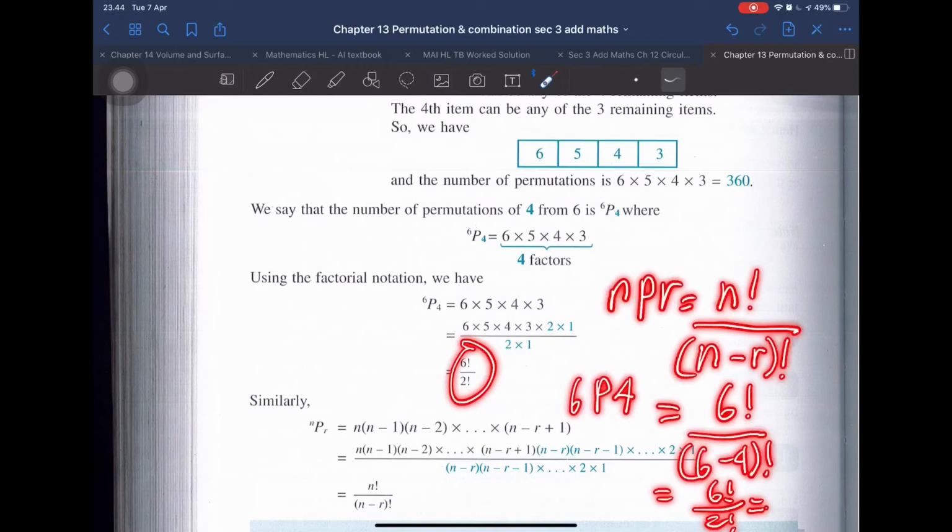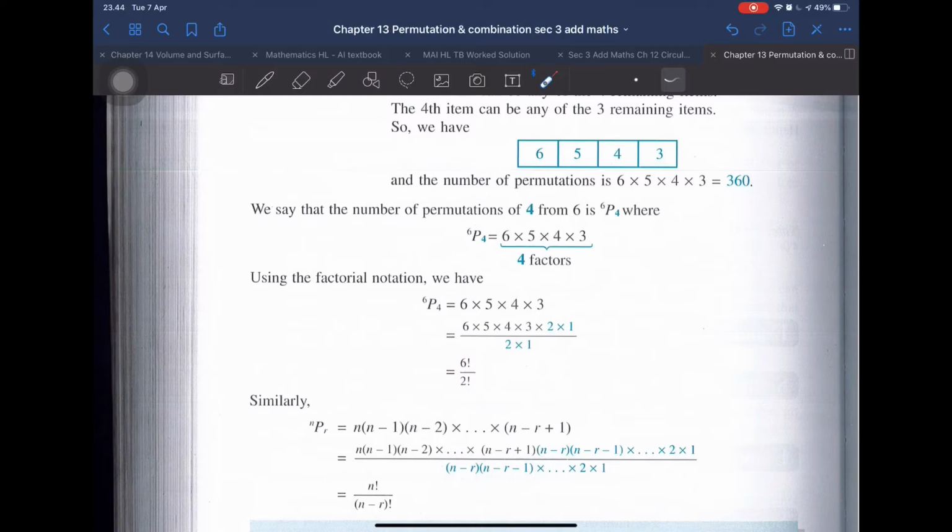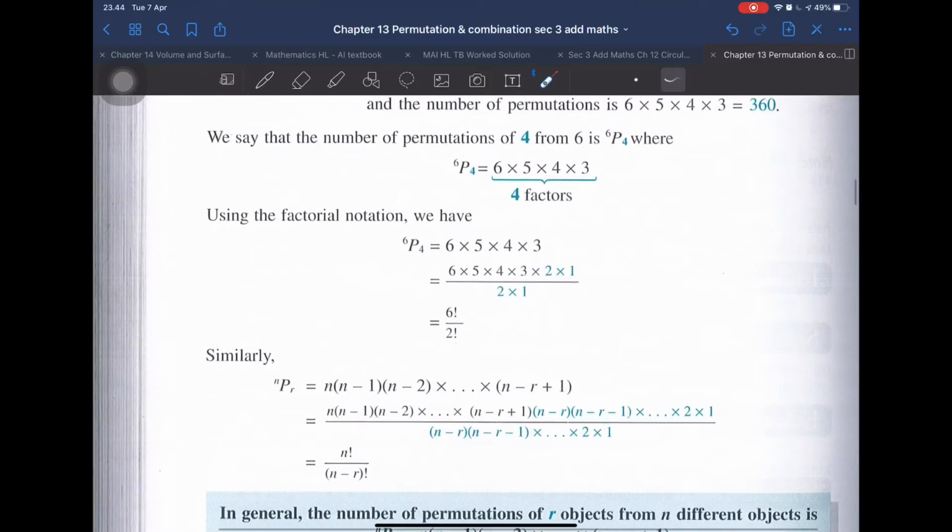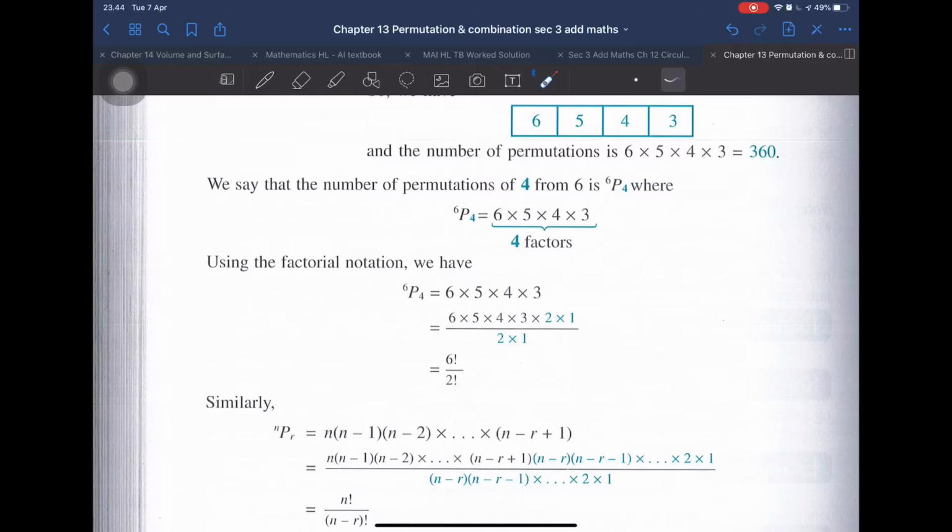The same thing. Then how to answer this? Your calculator will tell you. How do we simplify this? Look here. Technically 2 factorial and 1 is cancelled, so 6 times 5 times 4 times 3. It's the same thing as the box method.